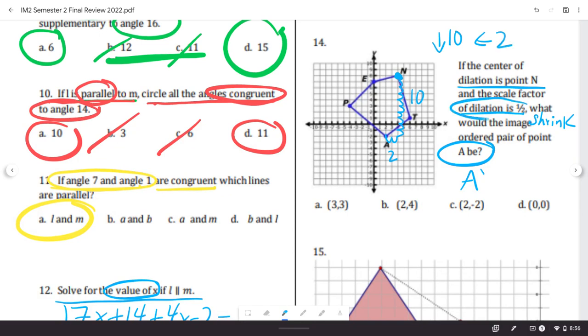If I multiply that by 1/2, that's now going to be down 5, left 1. And so remember, my center of dilation is N, so I still want to use that. And I just count down 1, 2, 3, 4, 5, and then left 1. And that right there is A prime. And that is at 3, 3.